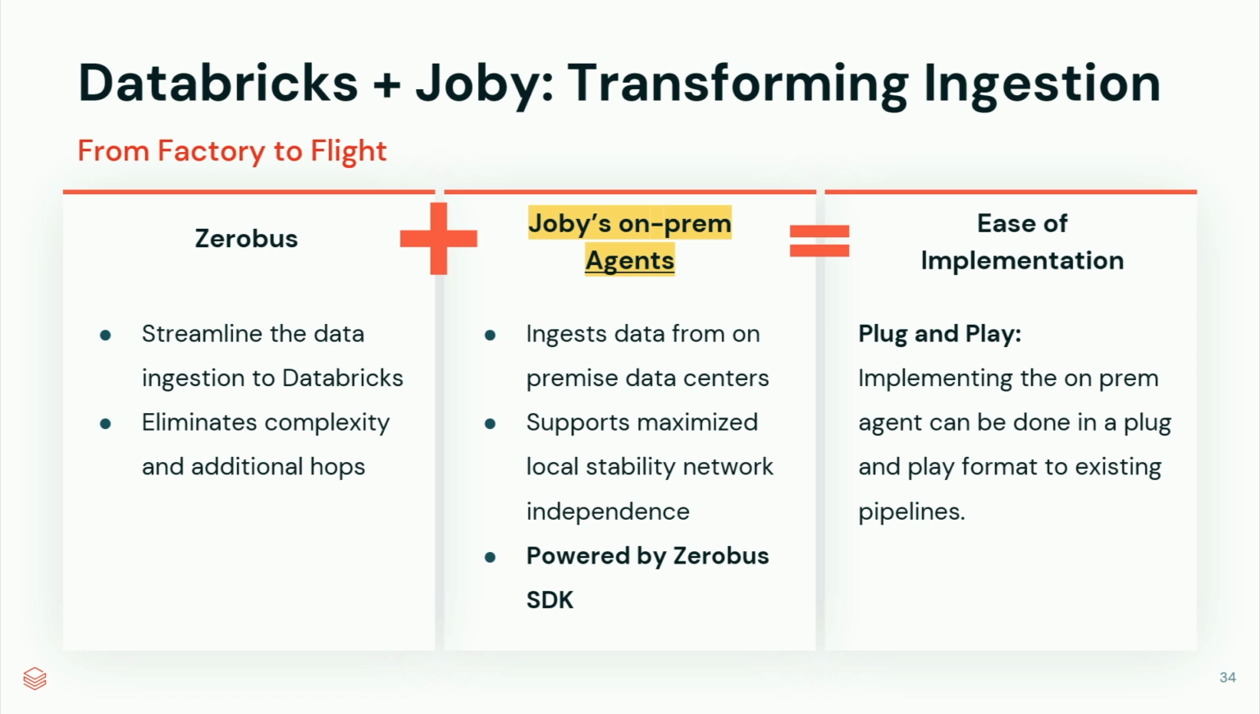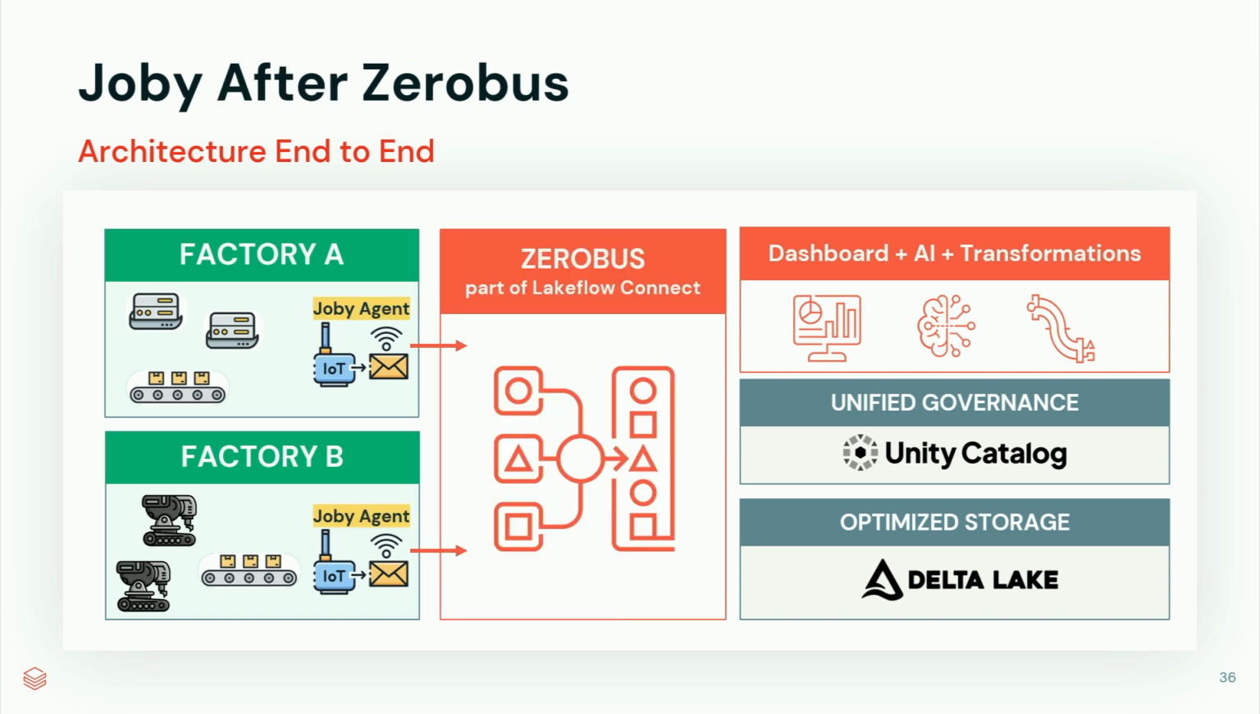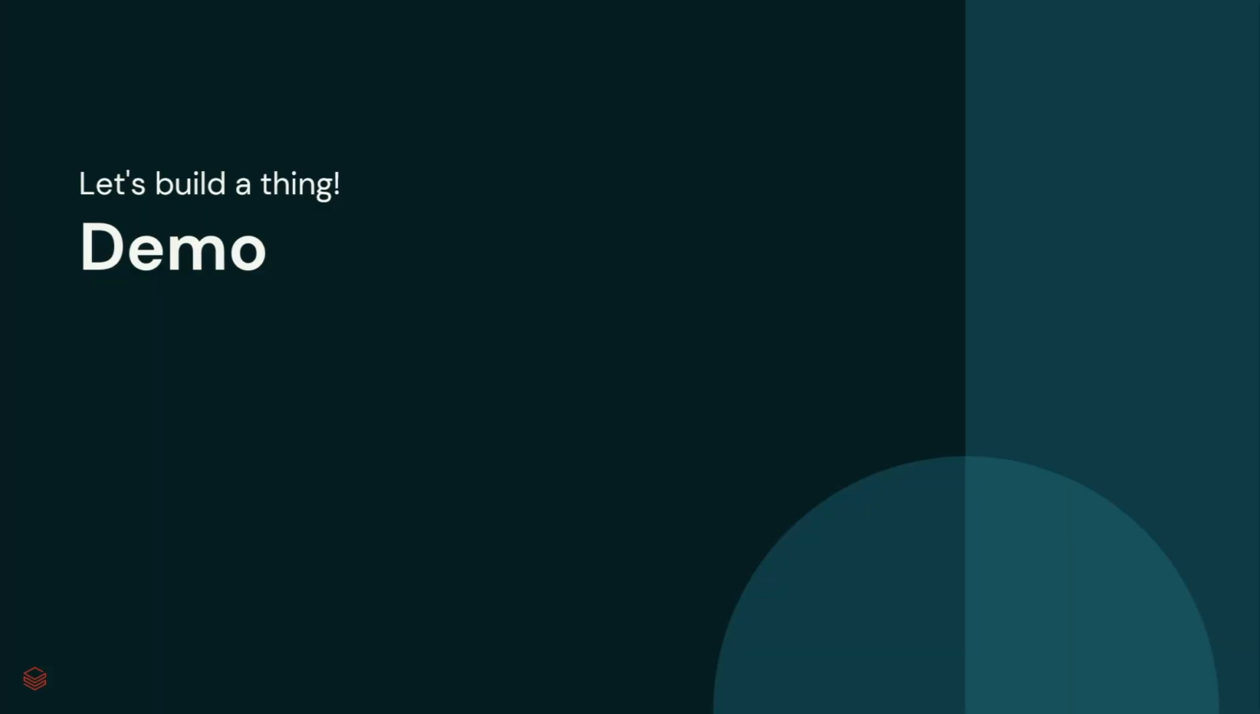So together with Zero Bus and these agents that they were able to build and are building, this eases their implementation in a plug-and-play manner. Implementing the on-prem agent can be done in a plug-and-play format on their existing pipelines, so very little needs to change. So this was their architecture before, and now they can run their own customized Joby agent for their needs using our SDK to push data to Zero Bus as part of Lakeflow Connect to materialize this data in near real time into the lakehouse.